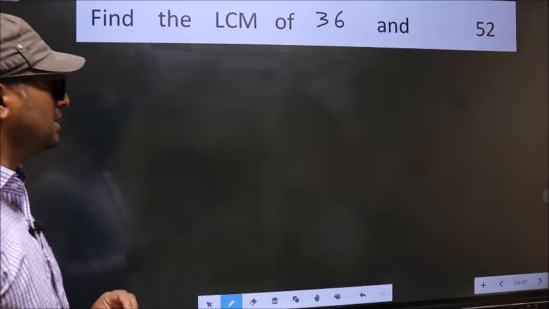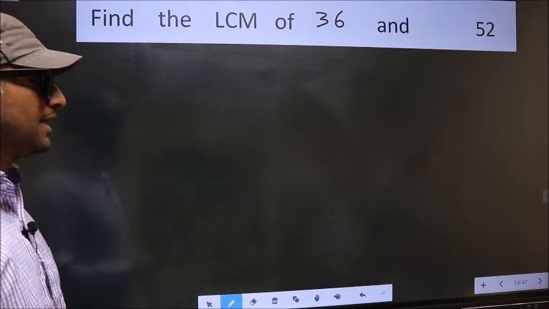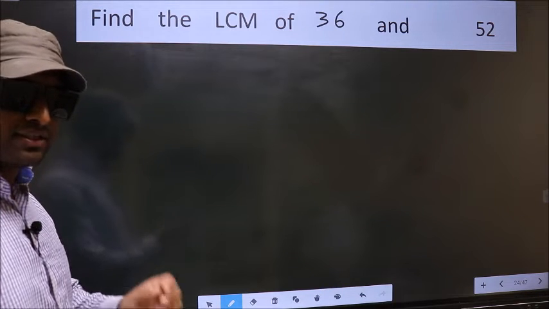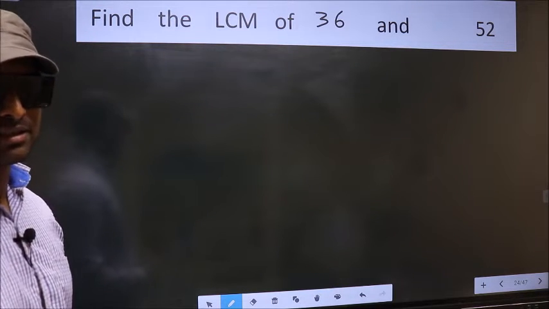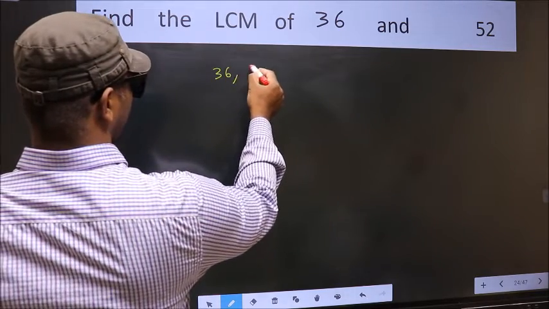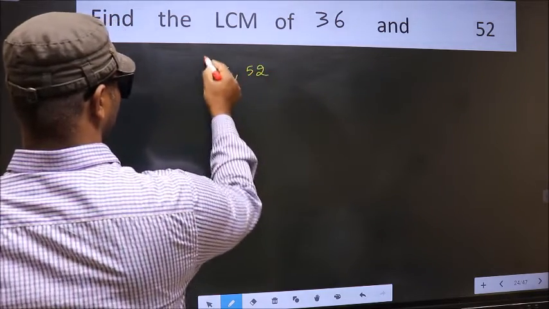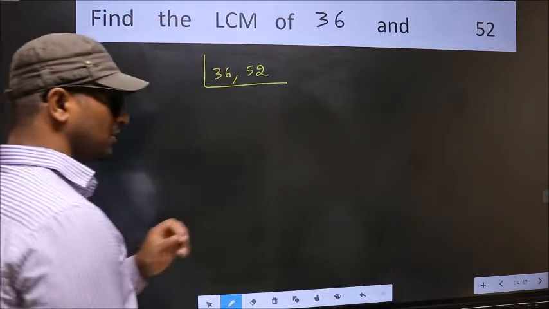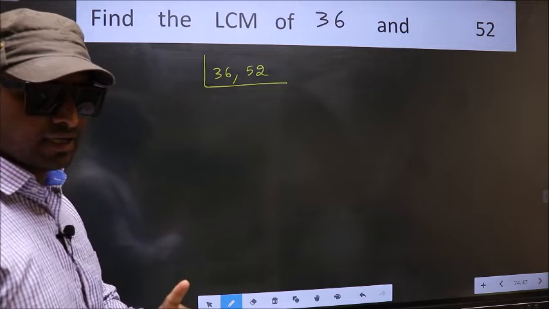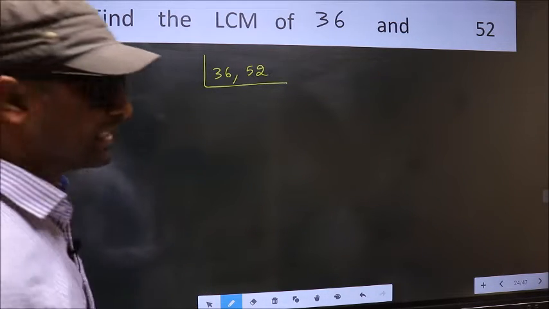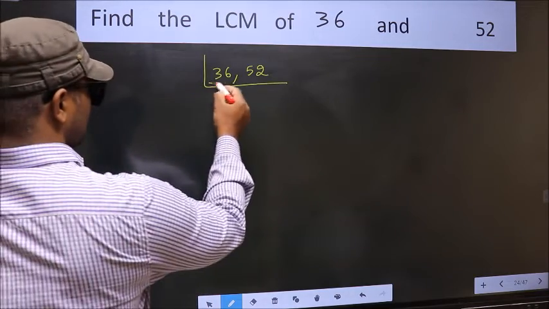Find the LCM of 36 and 52. To find the LCM, first we should frame it in this way: 36, 52. This is your step 1. Now you should focus on the first number, which is 36 here.